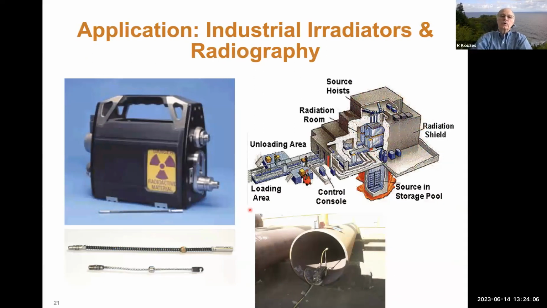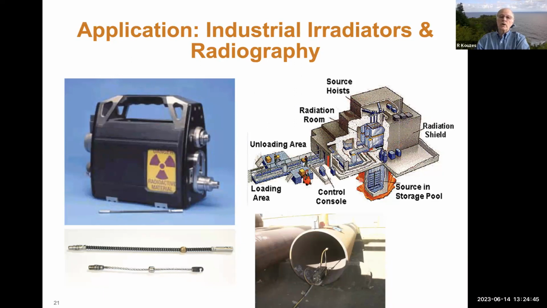Second type of application I'll mention briefly are industrial radiators and radiography. We see here a typical source that might be used for radiography or irradiation. These are the sources shown on the bottom left here that are typically shielded inside a handheld device like this. On the upper right here, this shows a large facility for industrial radiators, where a very large source, many Curie's sources, are used for sterilization.